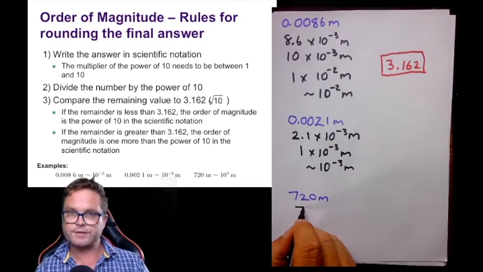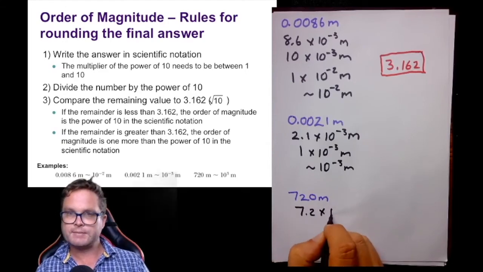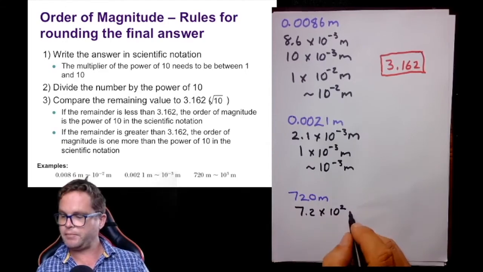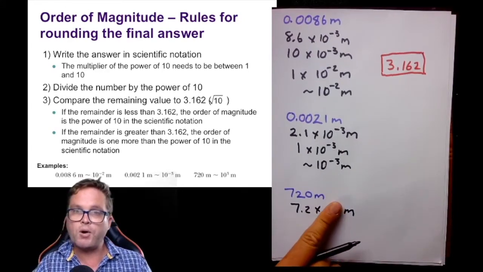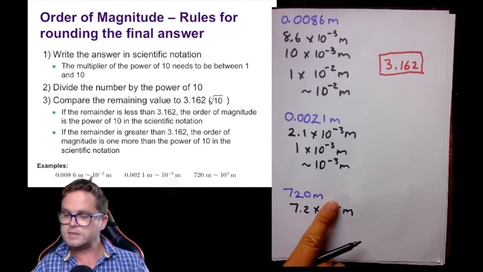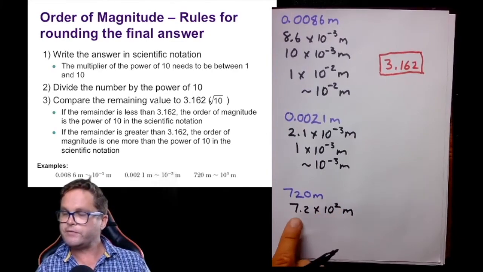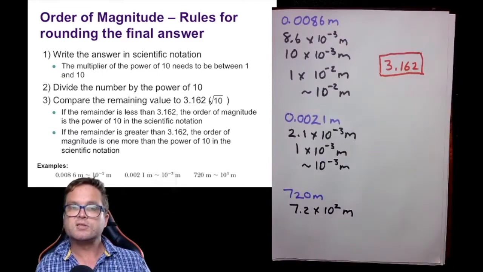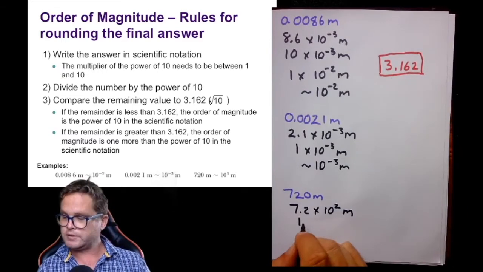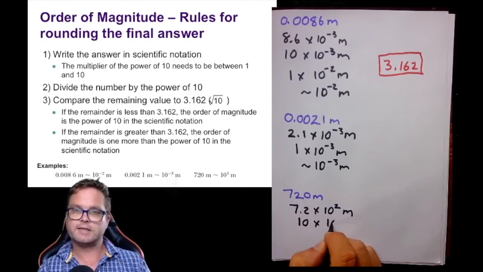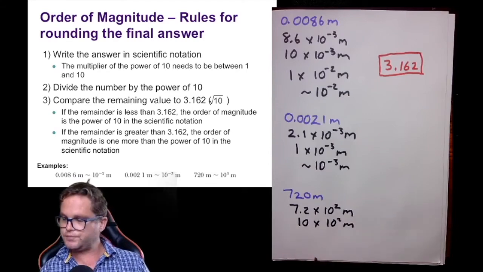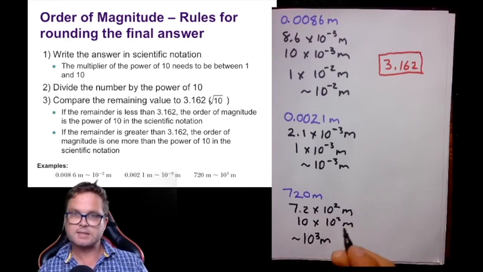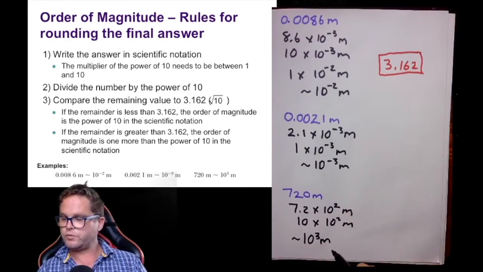If I write this in scientific notation, then it's going to be 7.2 times 10. This time it's going to be a positive power. So it's 7.2 times 10 to the 2 meters, right? The second step says we ignore this power. We don't look at the power. We just look at the number in front. Well, the number in front this time is 7.2. 7.2 is bigger than 3.162. So in this case, we're going to round this up to 10, and then we still have the 10 times 10 to the 2. And 10 times 10 to the 2 meters is the same as 10 to the power of 3 meters. So this is the solution for this number rounded to an order of magnitude.